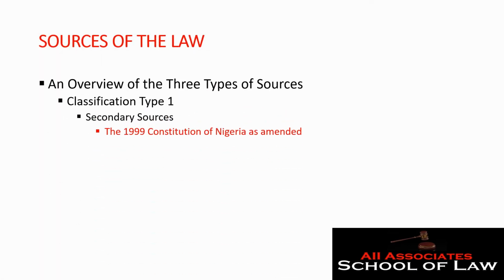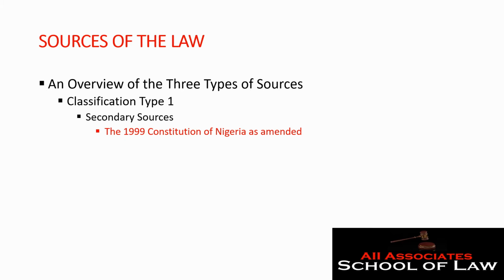Our first secondary source is the 1999 Constitution. The reason why these are called secondary sources is that, although they may contain some provisions on criminal litigation, that is not their whole and sole purpose. Let's take the 1999 Constitution of Nigeria as an example.